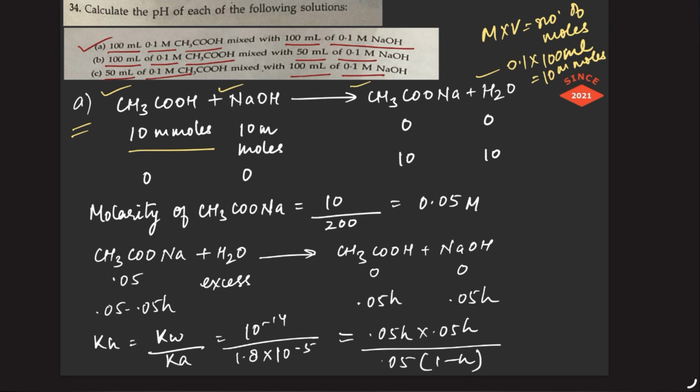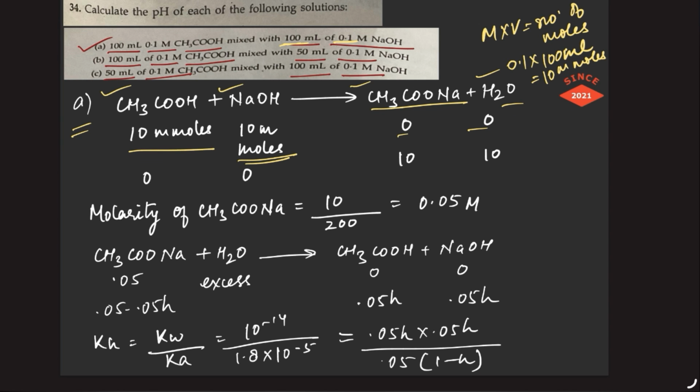10 millimoles of acetic acid, then molarity into volume, that is 0.1 into 100 will give millimoles of NaOH. So 10 millimoles of NaOH. This is the initial concentration. Initial concentration of the salt is 0 and water is also 0.